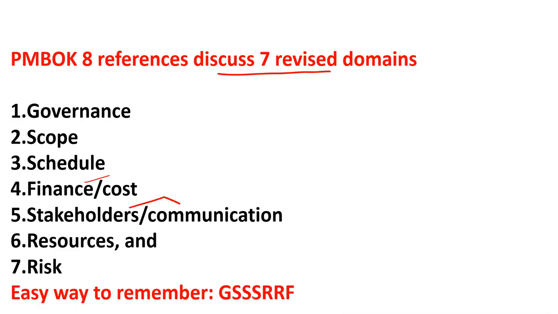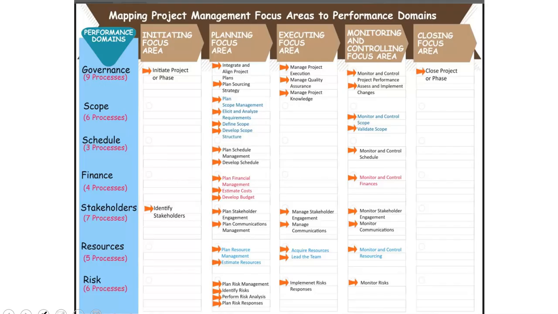So an easy way to remember, I have just mentioned GSSS RRF. G is for governance, then scope, schedule, stakeholders, resources, risk and finance. Although these are not in sequence, it is an easy way to remember all these 7 domains.